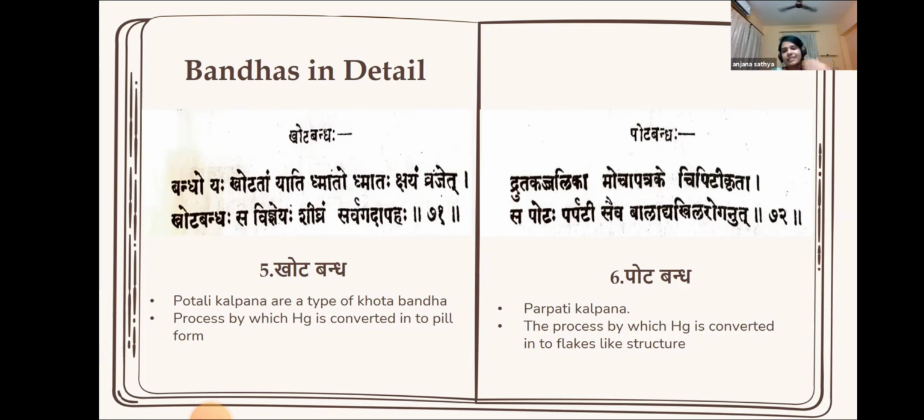And the next set of bandhas is the bandhas which are classified based on the end product, right? The first one in that classification is Ghota Bandha, which is similar to the Potali Kalpana. The end product will be of Gudika akara, that is the end product shape. Ghota Bandha: savitneyam shikram sarvagadapaha. So it will eradicate the diseases quickly.